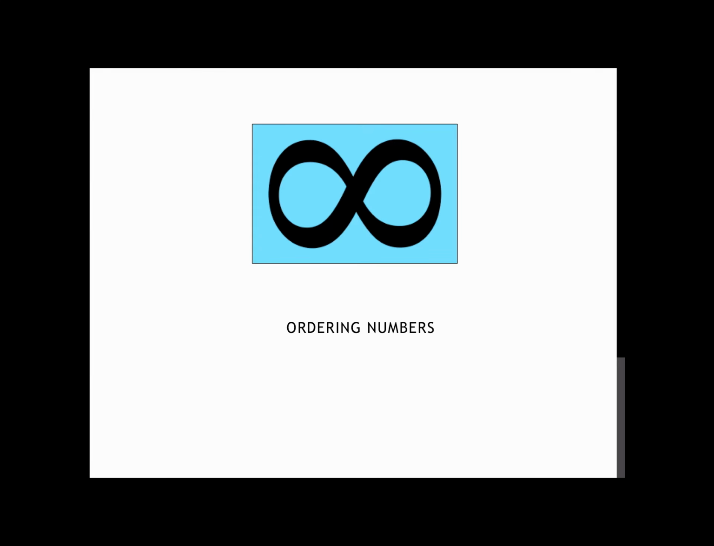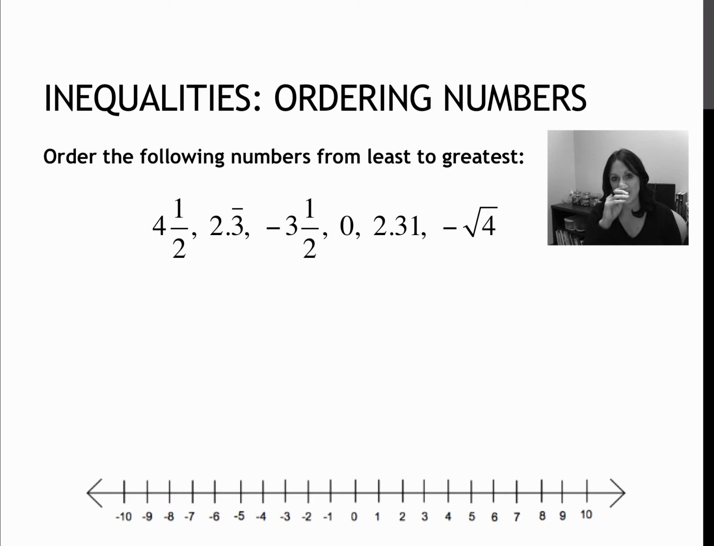This lesson is on ordering numbers. The next thing we're going to look at is ordering numbers. So ordering numbers from least to greatest also has to do with using decimals, basically. The easiest way to compare numbers by ordering them is to turn them all into the same format. So I think decimals are easiest.